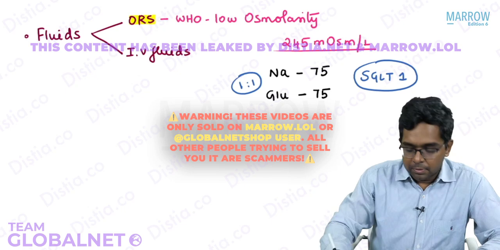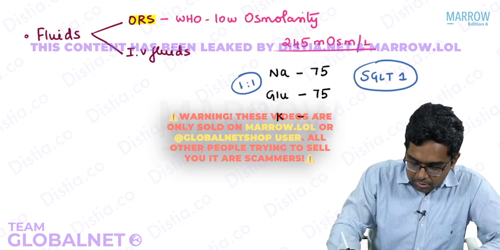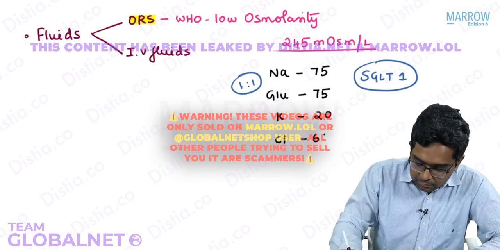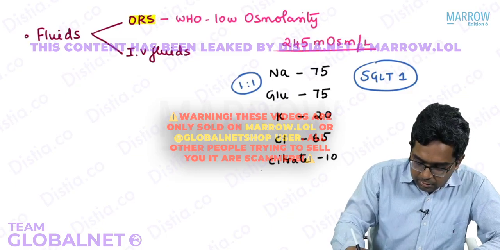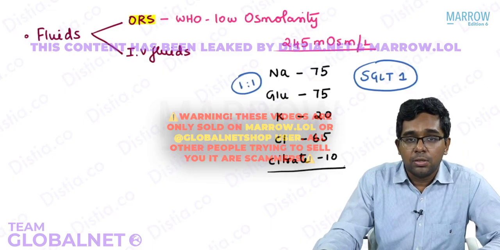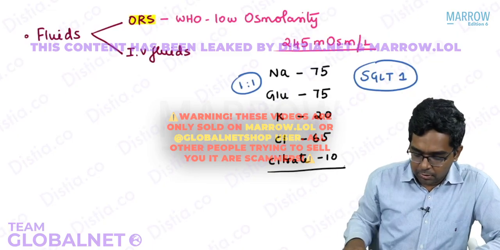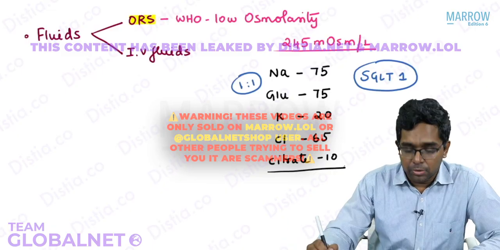Okay, right. The other constituents include potassium, which is kept at level of 20, chloride is 65, and citrate is 10. If you total everything, it makes up to 245 milliosmoles, and that is what is the total osmolarity of this WHO ORS. Okay, right. So ORS composition is very important and frequently asked in the exam that you should be knowing about.